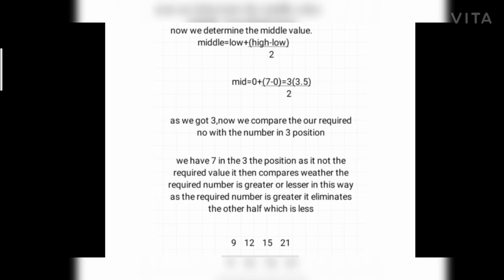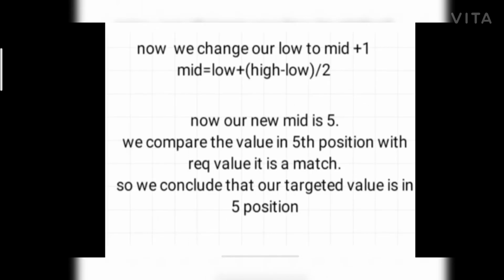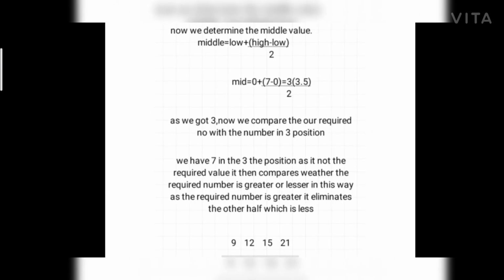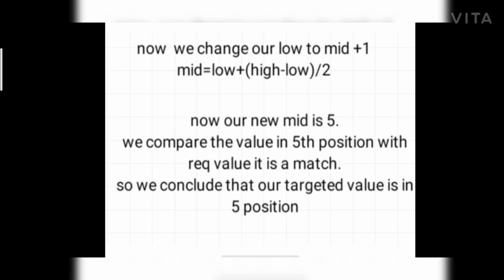Now again the process is repeated. We change our low value to mid plus 1. Low equals mid plus 1. As previously, mid equals 3, right? Now 3 plus 1, so we replace low with 3 plus 1, that's 4. Now by replacing the values, we get our new mid as 5.